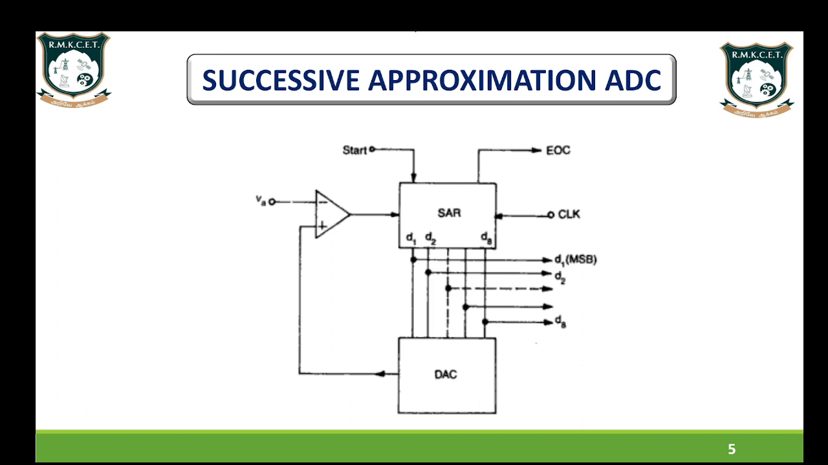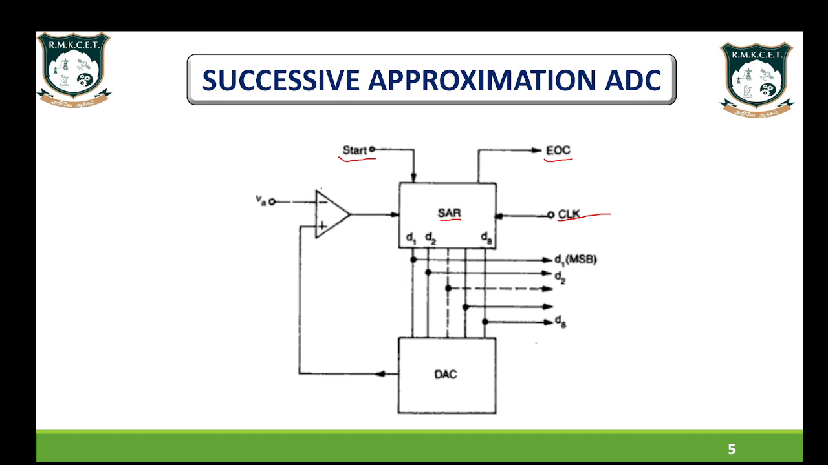First, the successive approximation type ADC. It starts with two commands. First, we call this SOC, start of conversion, and EOC is called end of conversion. SAR is the acronym for Successive Approximation Register. As we all know, registers are enabled by supplying the clock in order to trigger the register or enable it to turn on.